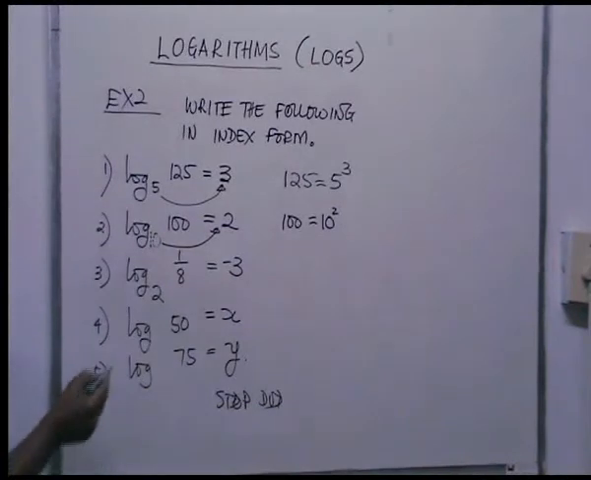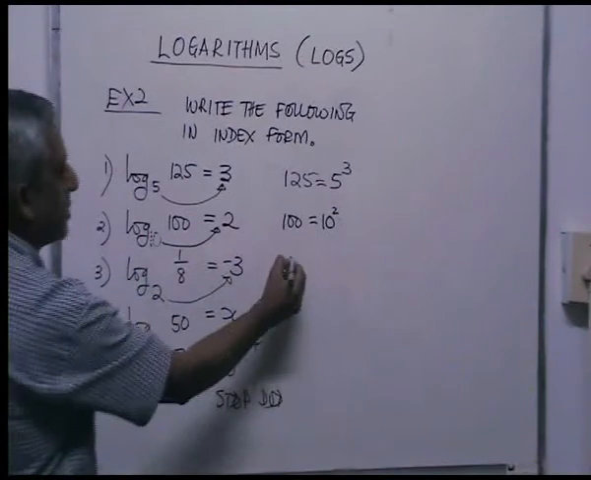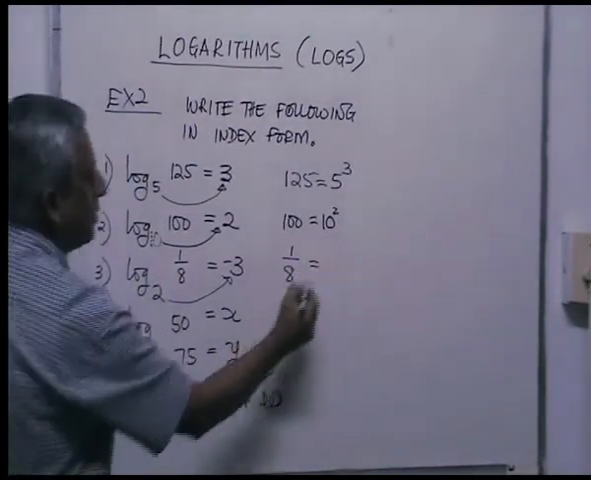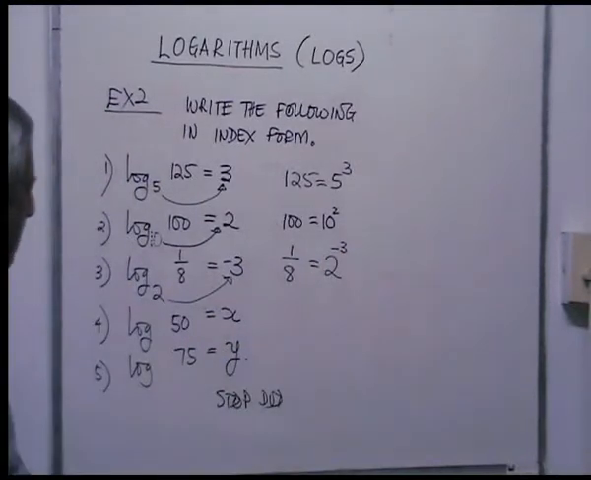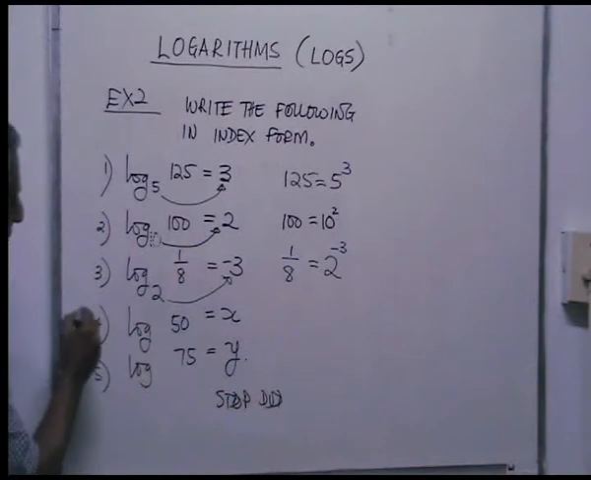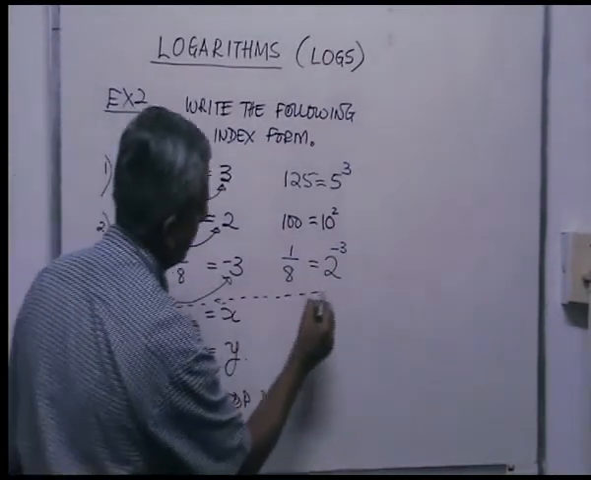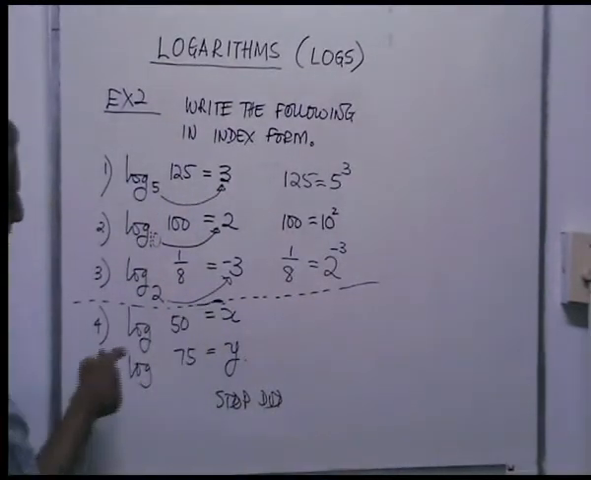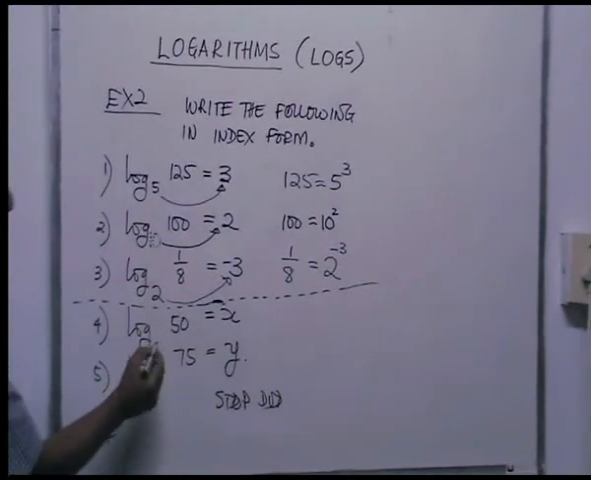Number 3. Well, the base is 2, then just to help me I will do that. So 1 over 8 is equal to 2 to the minus 3. Number 4. Once again now, let's just separate it here to make our life easy. Now when we look at number 4, again the base is not written. So if the base is not written, it is understood to be 10.